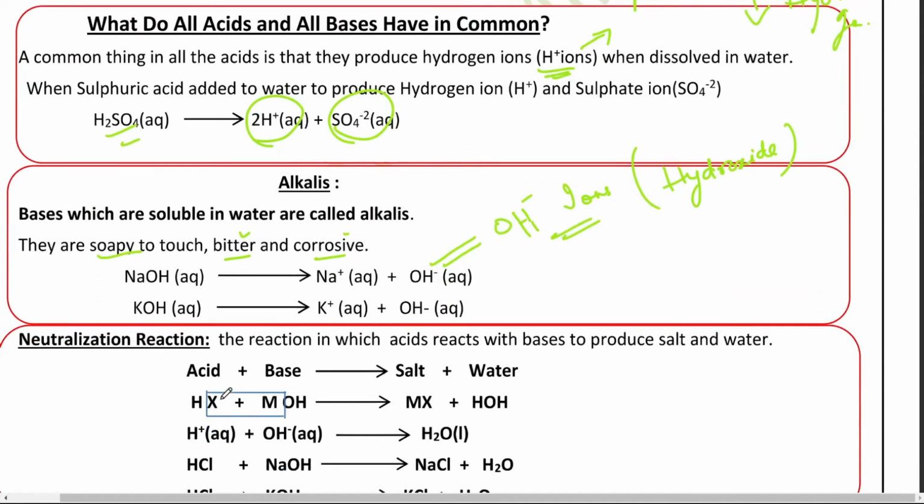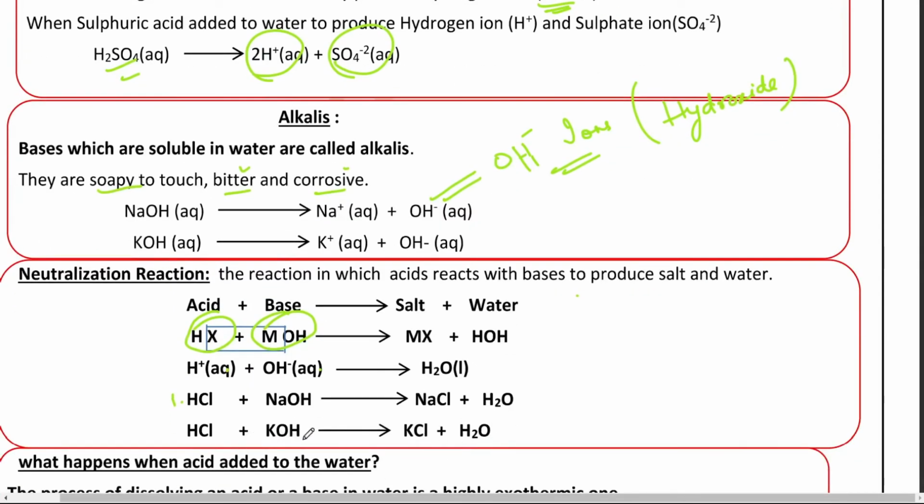Now, neutralization reaction, as I said, is the reaction in which acid reacts with base to produce salt and water, which we discussed in the previous part. Acid plus base will give you salt and water. Any acid, it is HX plus MOH, just as an example, will give you MX plus HOH: the H plus ion plus our basic hydroxide ions will give you the water content. Therefore, example number 1 is HCl plus NaOH will give you NaCl plus H2O. Same way, HCl plus KOH will give you KCl plus H2O.